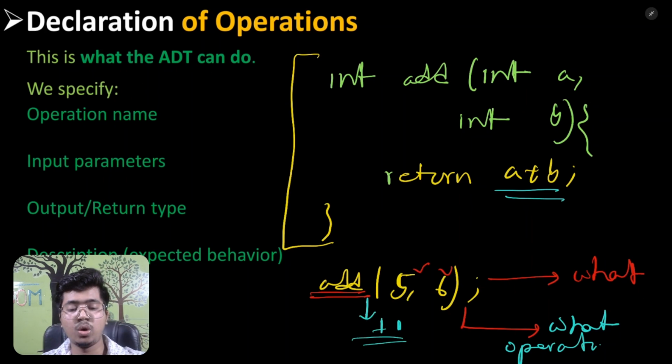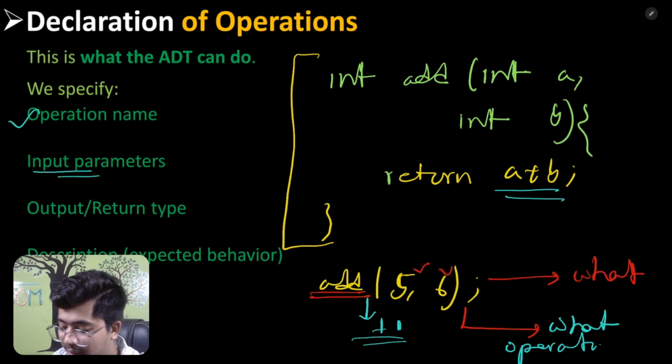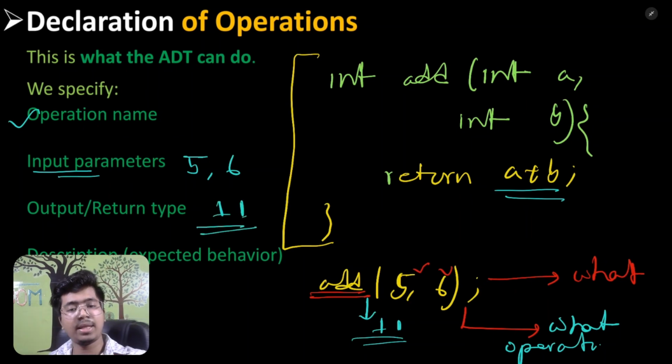So this is what's told here: we specify the operation name, we provide input parameters, 5 and 6 are the input parameters, and we get the return type. From here we got 11 returned as an integer data type, and the description is the expected behavior, so we can write anything, that we got an integer.